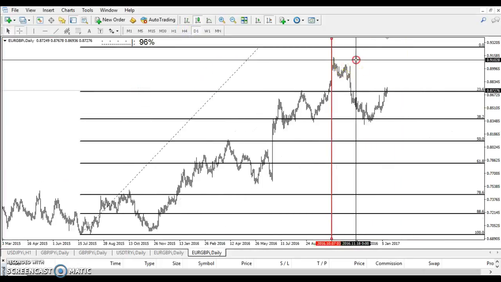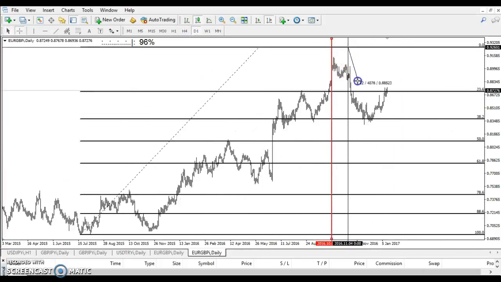Let's go back to the daily. How many pips possible? 540 pips possible.